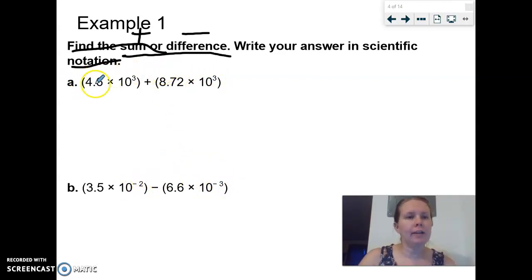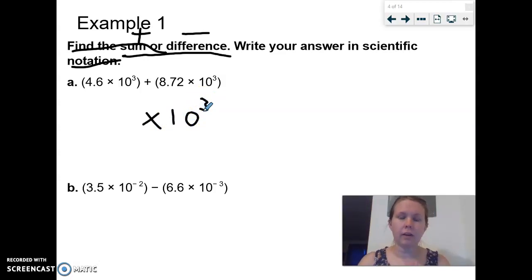Let's take a look at this first example. I've got 4.6 times 10 to the third plus 8.72 times 10 to the third. We are lucky in this case because the powers are the same. When the powers are the same, it's fairly easy. I'm just going to add my numbers as I normally would, and my power is going to stay as 10 to the third for right now.